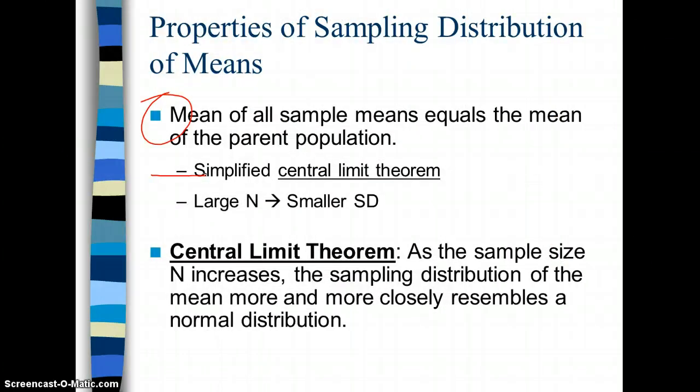This is something that we are eventually going to call a central limit theorem, and this is a simplified version of that. The central limit theorem simply says as the sample size n increases, so the number of samples, the sampling distribution of the mean more and more closely resembles a normal distribution.